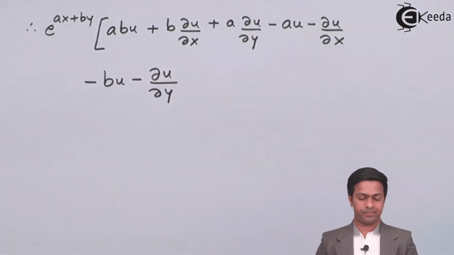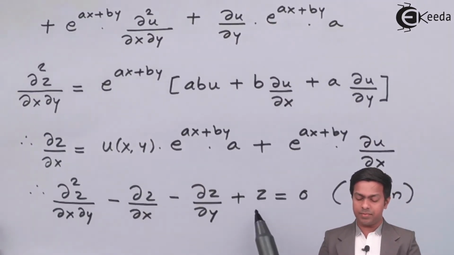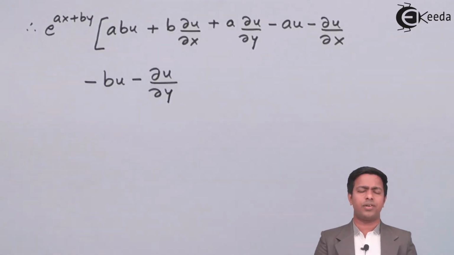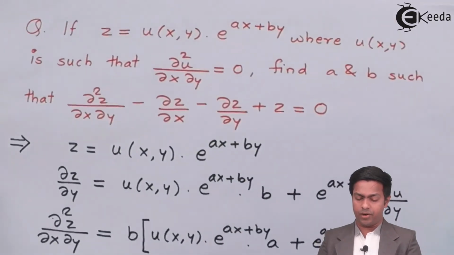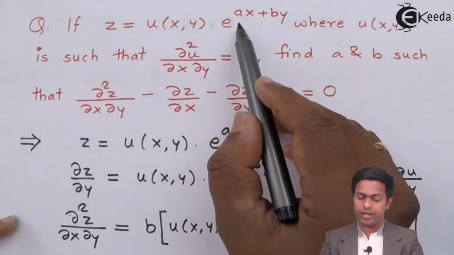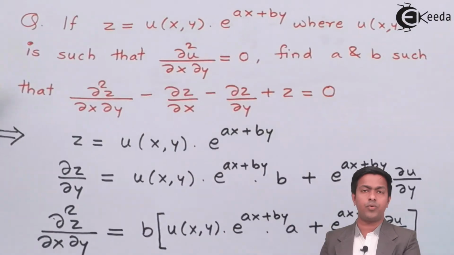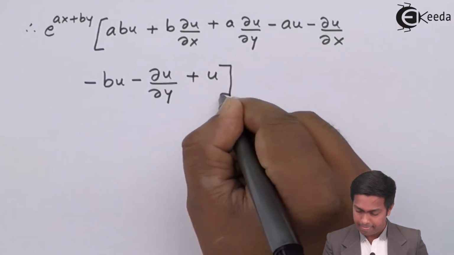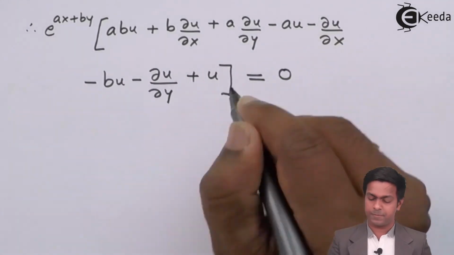And now the last term is z. So let's see what is the value of z. So guys, z is the given function only. So this is the value of z. From this also e to the power ax plus by outside, so only u will remain. So here I'll say plus u is equal to 0.